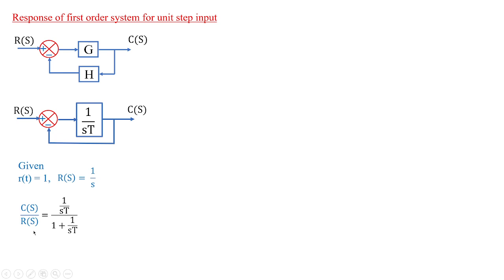Apart from that, you have C(s)/R(s), which is given by G(s)/(1 + G(s)H(s)). Here the value of H(s) is 1 and G(s) is 1/(sT). If you take this numerator and denominator and simplify it properly, you get 1/(sT + 1). And we know that the value of R(s) is nothing but 1/s. So I'm taking this R(s) to the right side, and the value is 1/s. So C(s) is equal to 1/(s(sT + 1)).